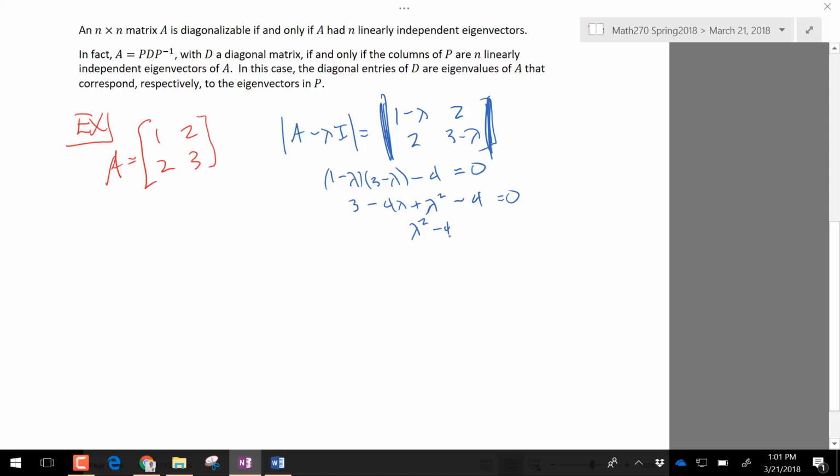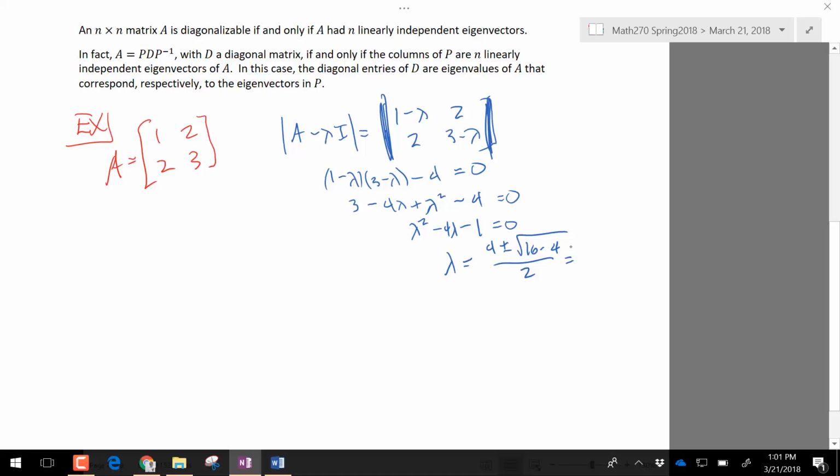So lambda squared minus 4, minus 1? Oh, lambda minus 1. Okay. This is what happens when you make problems up. Okay, so lambda is equal to 4 plus or minus the square root of 16 minus 4, divided by 2.